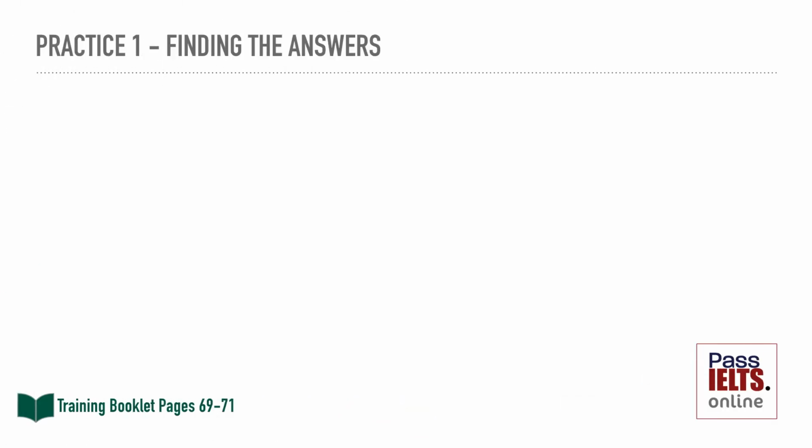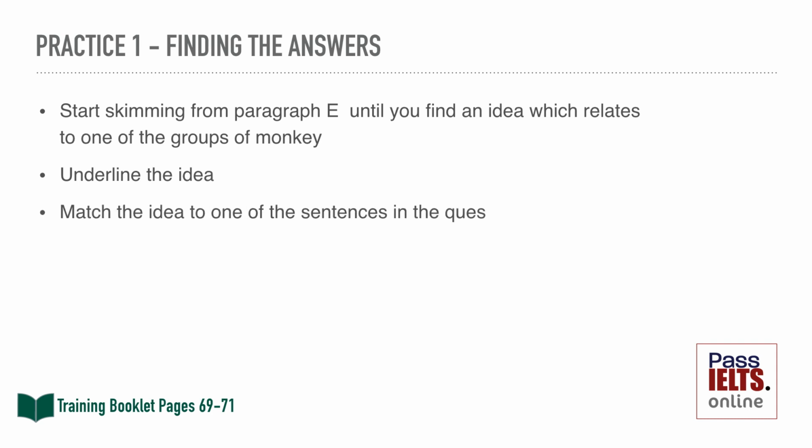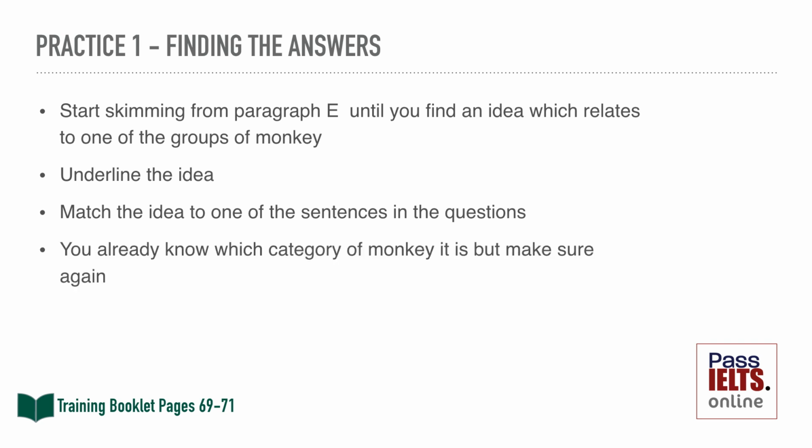Now let's practice together. First of all, you need to start skimming from paragraph E until you find an idea which relates to one of the groups of monkeys. Once you've found an idea, you can underline it, and then match the idea with one of the sentences in the questions. You already know which category of monkey it is, but make sure again. And then you can write your answer next to the question, A, B or C. So your answer will be A, B or C. I'll give you a minute to do that.